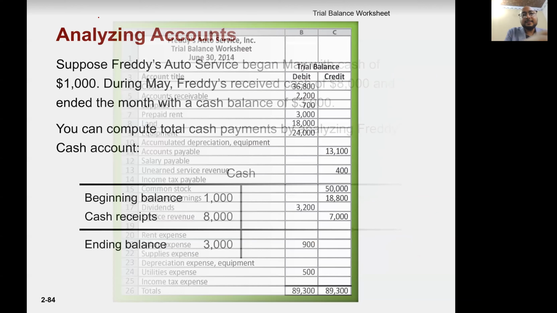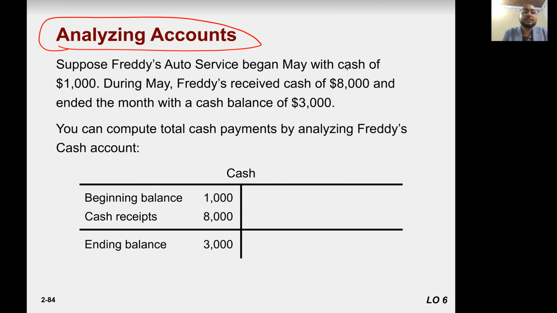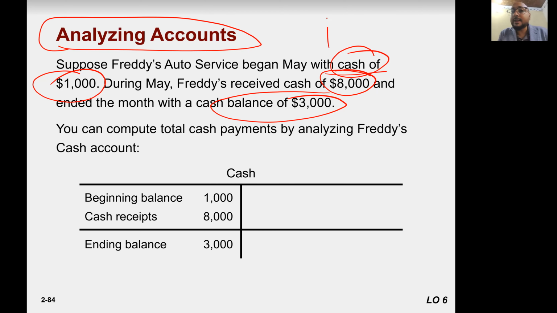Okay, now analyzing the account. That is very important here. So suppose Friday Auto Service began May with cash of 1000. During May, Friday received 8000 and ended with a balance of 3000. So if the question is silent, the nature of the account is an asset account. Cash is an asset account, so the asset balance must be a debit balance, right?